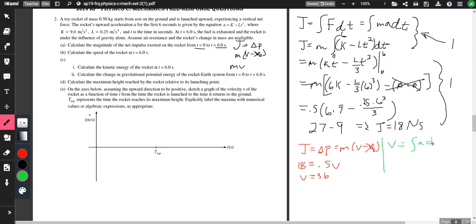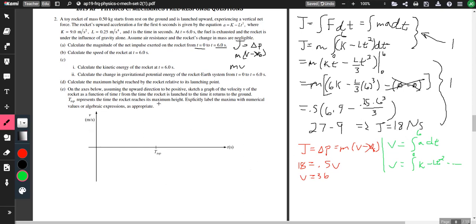it's this. So basically we're doing kind of the same thing except without the m. So it would have been between 0 and 6. You would have done v is equal to the integral of k minus lt squared, and so on. And like I said, it's the same thing except you just don't put that 0.5 in there. All right.